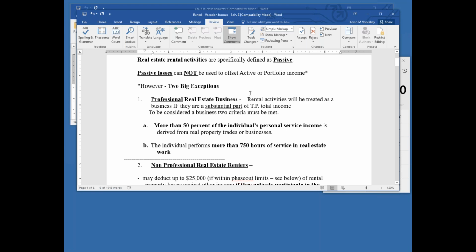So that's exception number one. If you meet this rule, then you're considered a traditional business, Schedule C, and then you can deduct as much loss as you have because it's considered active income.